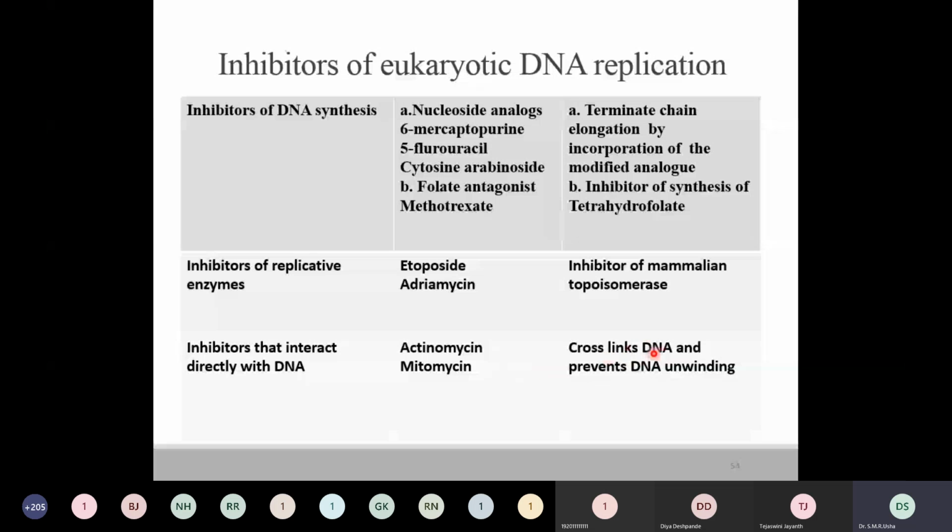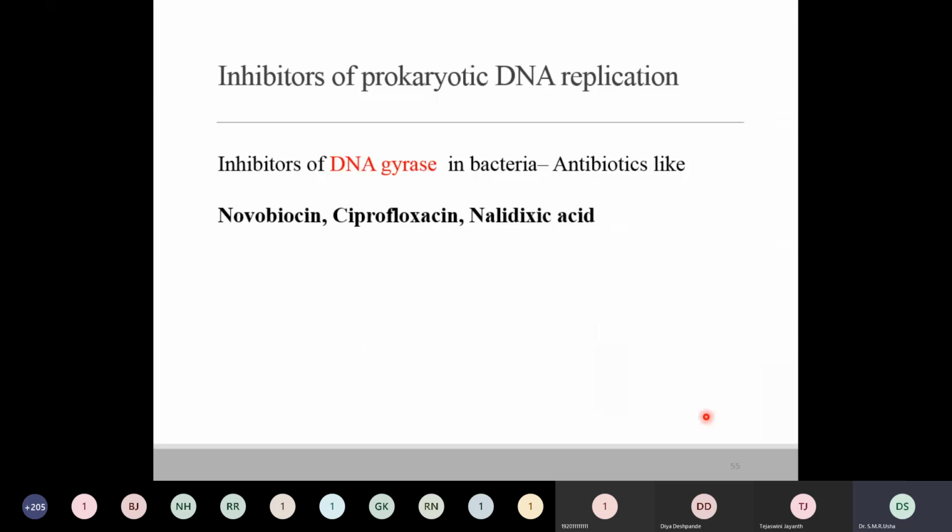They cross-link with the bases in the parental DNA, and they prevent DNA unwinding. So these are the inhibitors of eukaryotic DNA replication. Coming to inhibitors of prokaryotic replication, these are the antibiotics which have effect only on the bacteria, not on the human cells, and it inhibits DNA gyrase, which is an equivalent of topoisomerases.